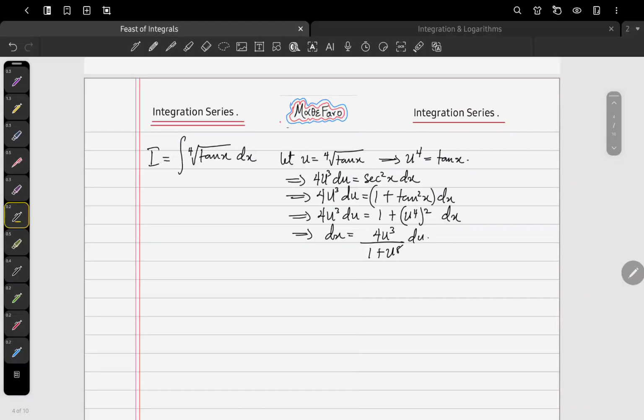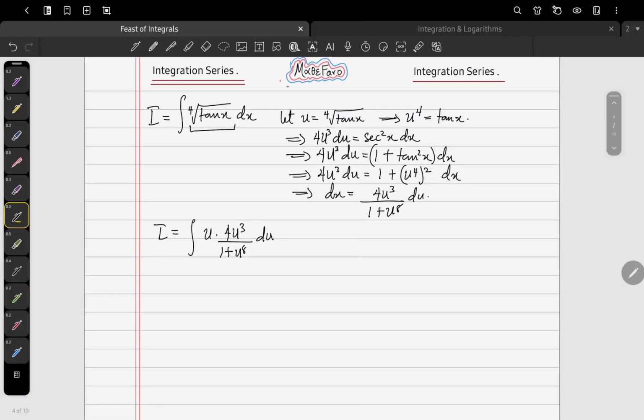So if we name our integral as I, writing it, we get I equals the integral of u, since we've said this is u, times dx, which is now 4u cubed over 1 plus u to the power of 8 du. We have not done anything special yet. So this is the same thing as the integral of 4u to the power of 4 over 1 plus u to the power of 8 du. This is just standard u substitution procedure.